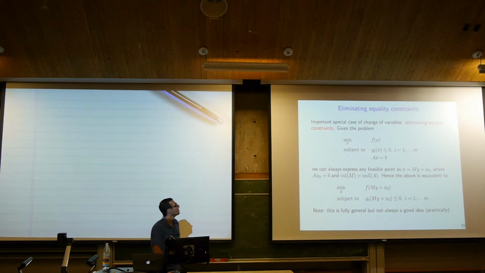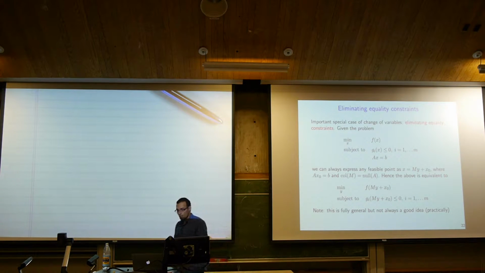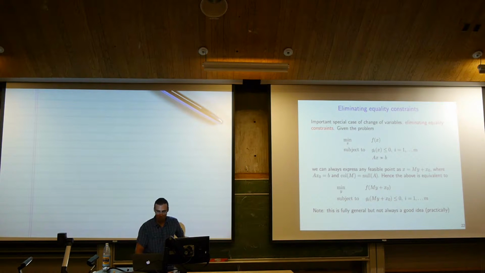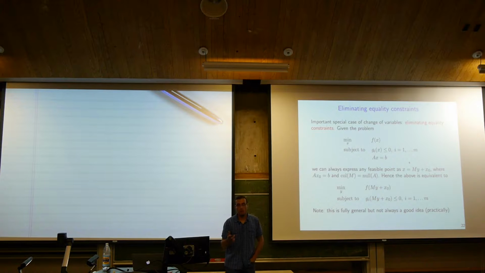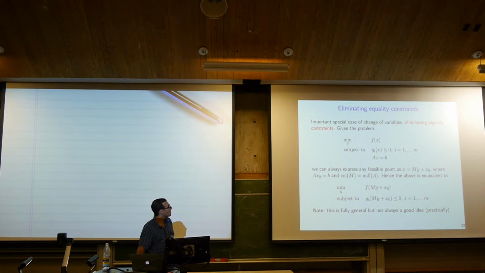Okay, so let's talk about an important special case of changing variables, and that's eliminating equality constraints. Oftentimes, equality constraints will be kind of a nuisance in an optimization problem. They may complicate the algorithm, or they may complicate the way in which we think about the problem. So we can actually eliminate them generically as long as they're linear constraints. So as long as the problem is convex.